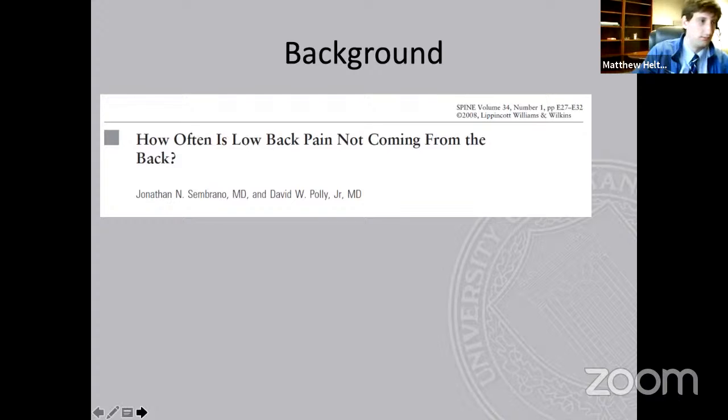So the background for this article: for the last 15 years or so, we've really seen an increase in interest in the sacroiliac joint and what is the cause of issues and how much it is really affecting patients. In a study from Sembrano in 2008, they looked at how often low back pain is not coming from the back. In a retrospective study of clinic patients, they found that in 15% of patients the SI joint was the source of their pain, not necessarily their low back.